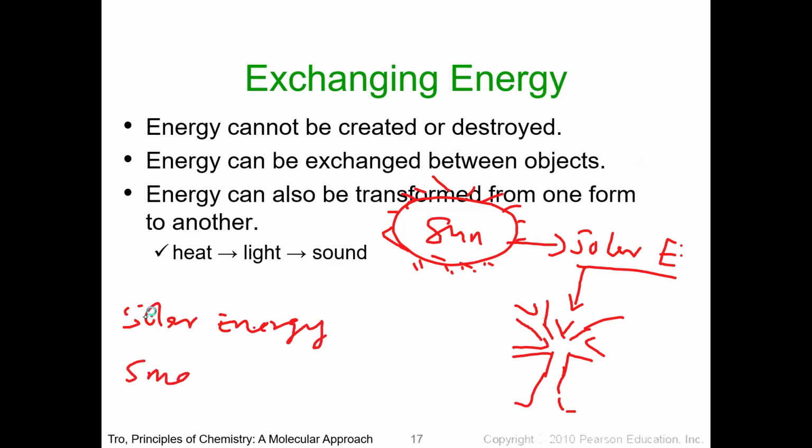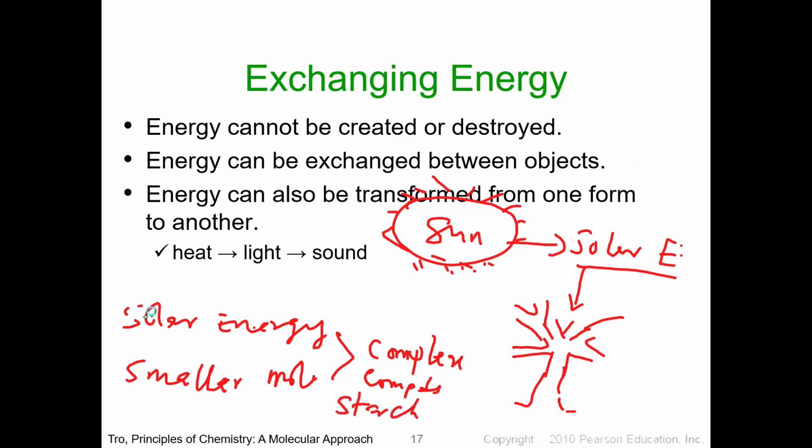plus smaller molecules to generate a complex compound. And this complex compound is usually the types of foods that we are taking. When you say complex compounds, it comprises something like starch, and the energy that's stored in starch is chemical energy. So the storage form of energy is chemical energy.